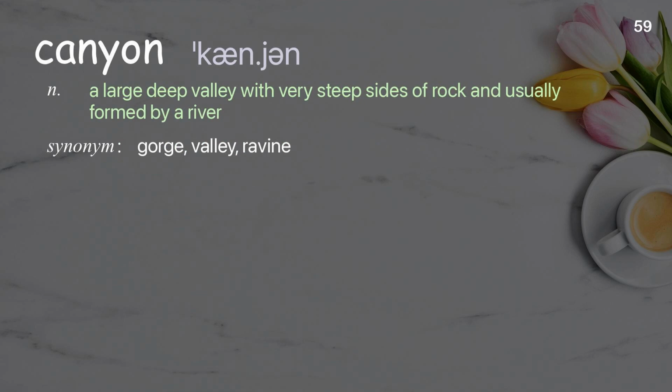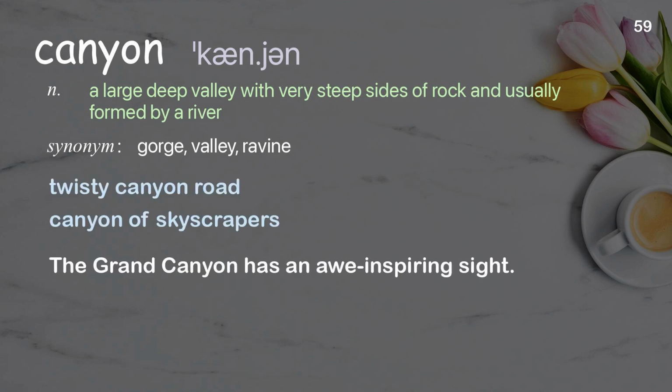Canyon. A large deep valley with very steep sides of rock, and usually formed by a river. Examples: Twisty canyon road. Canyon of skyscrapers. The Grand Canyon is an awe-inspiring sight.